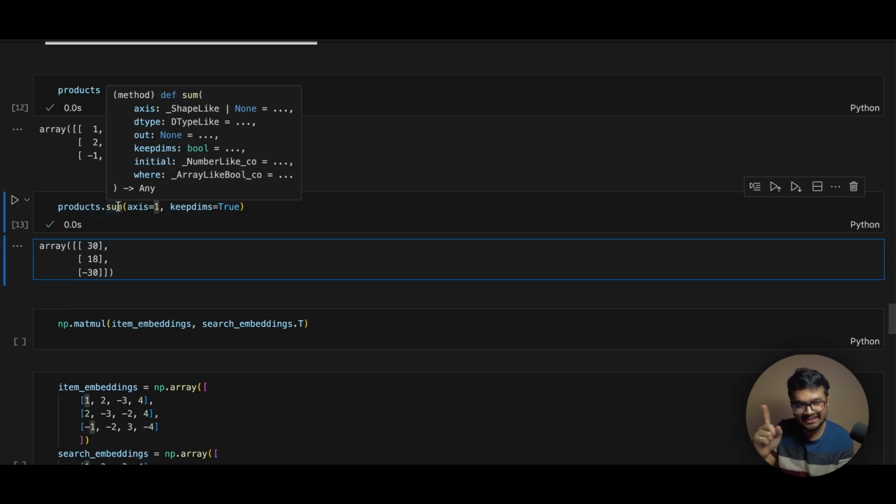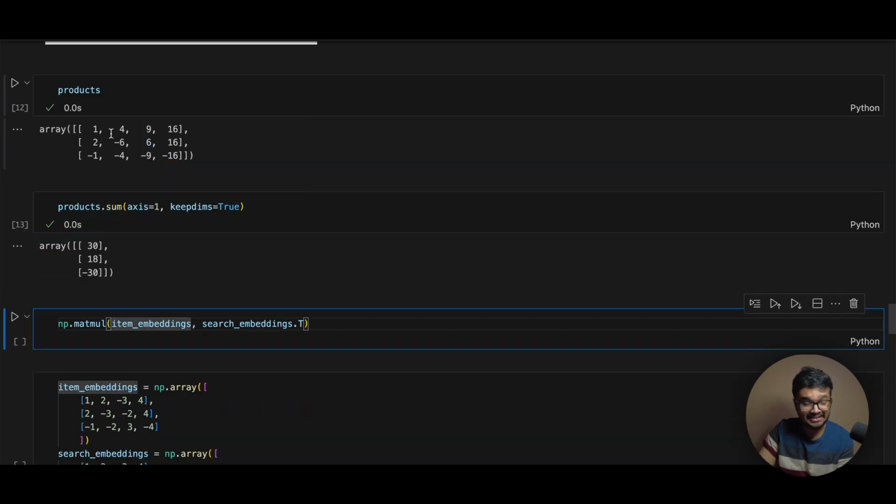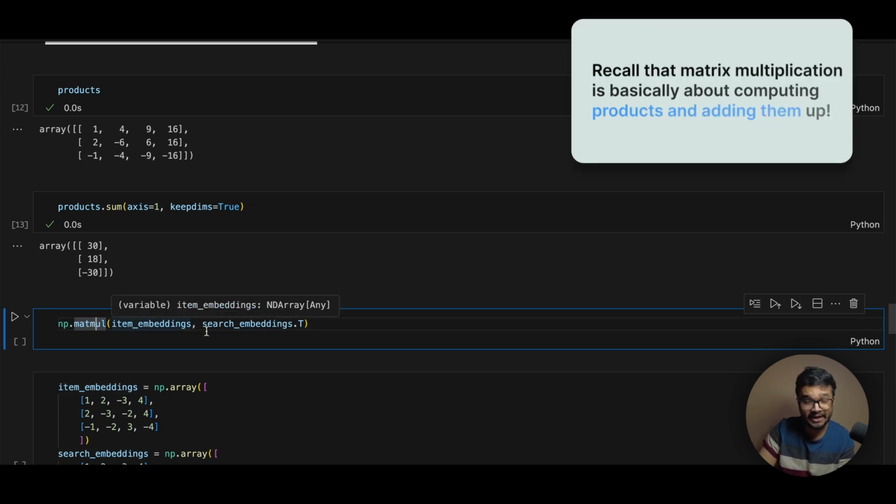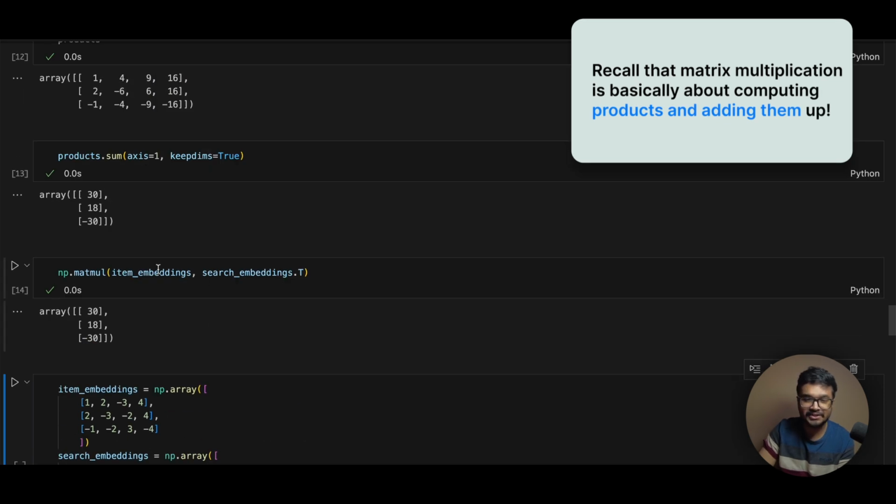Now the fun part of this entire thing we did is that this entire element-wise product and the sum could just be written in one line. We can use the matrix multiplication operation from NumPy, which basically does a matrix multiplication, as you might have guessed, between item embeddings and the transpose of search embeddings.